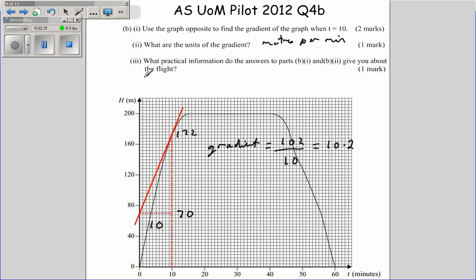So we can say the balloon is climbing at 10.2 meters per minute. And that's all that's required for part B of this question.